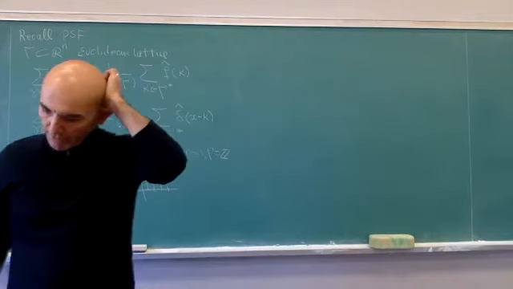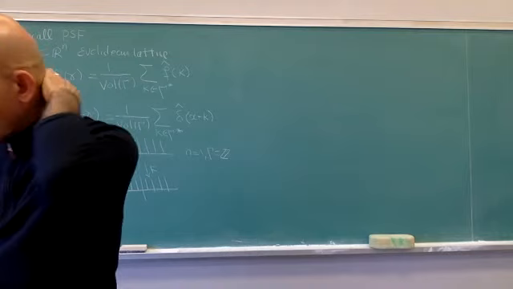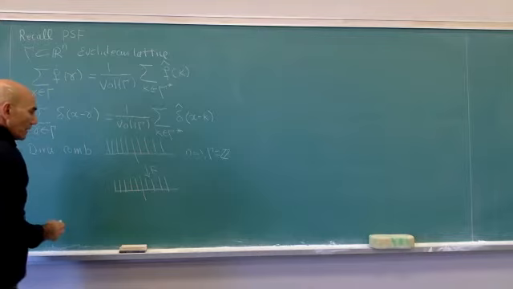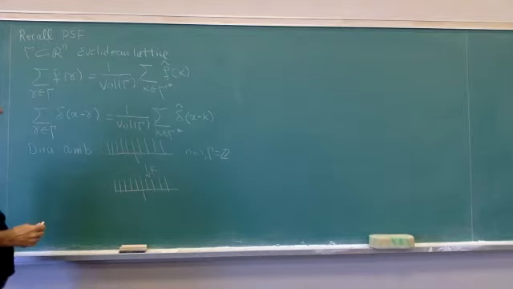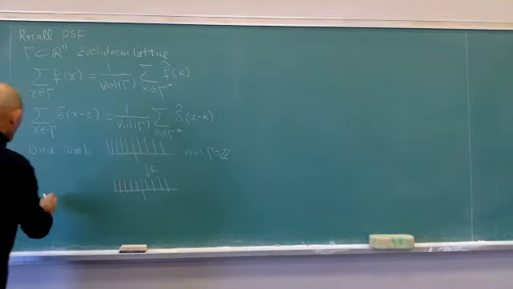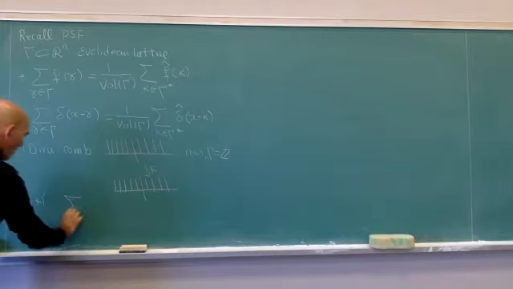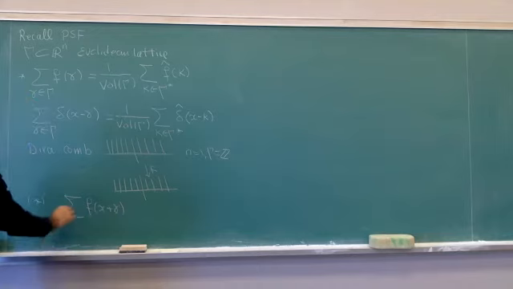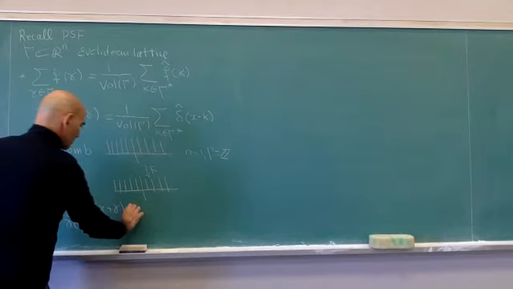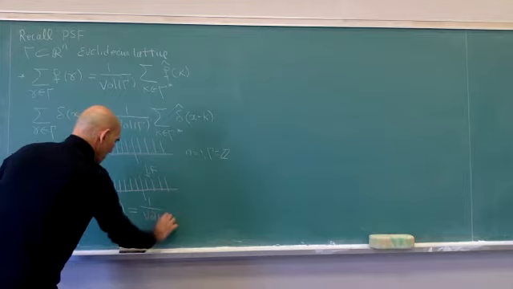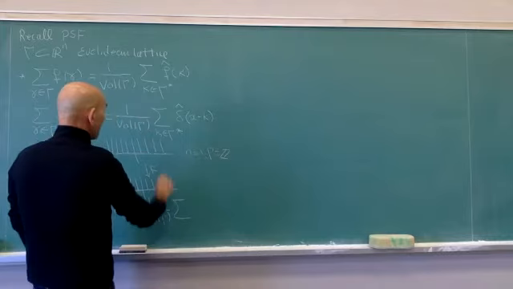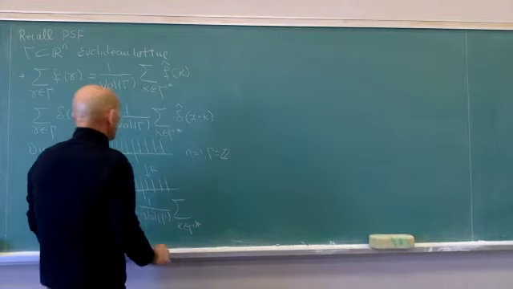But I also indicated that the result is even more general than that. We can write a more general result where we shift by an amount x. This is gamma star prime. We can say the sum of f(x plus gamma), gamma belonging to gamma, is equal to 1 over the volume of gamma times the sum over k belonging to gamma star of f hat(k).